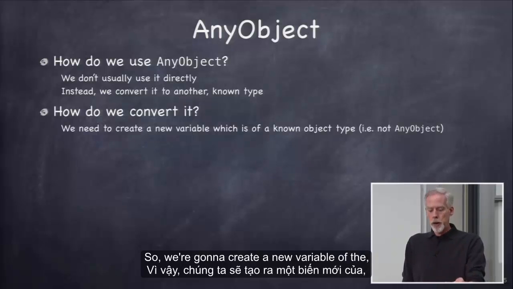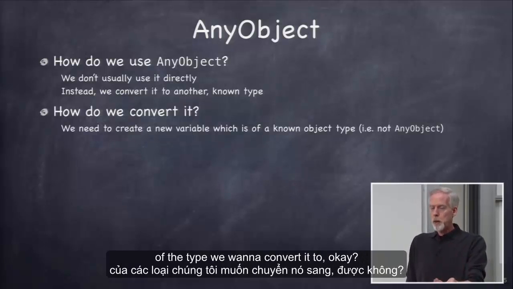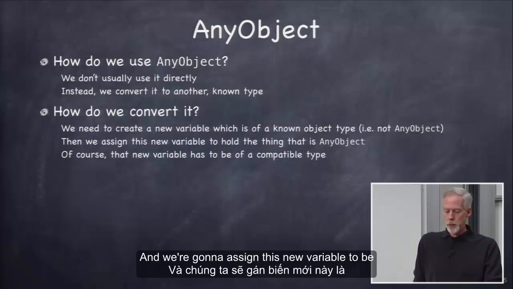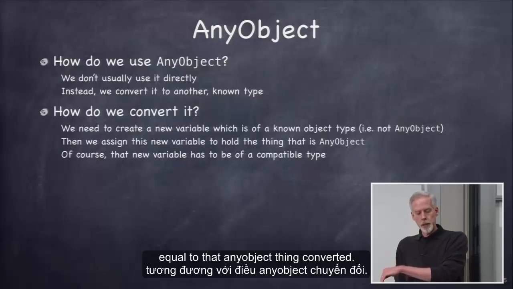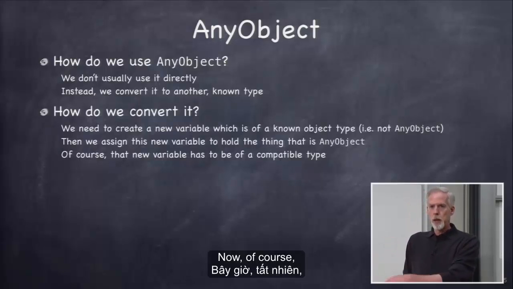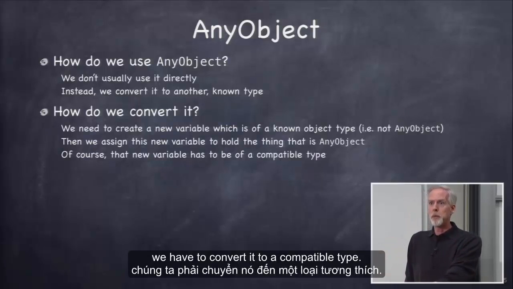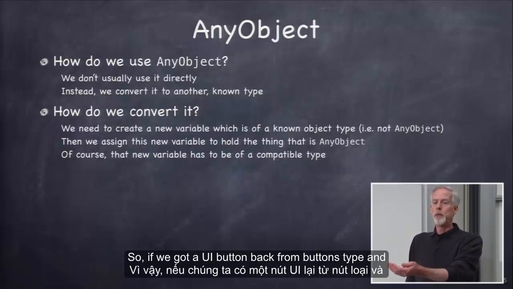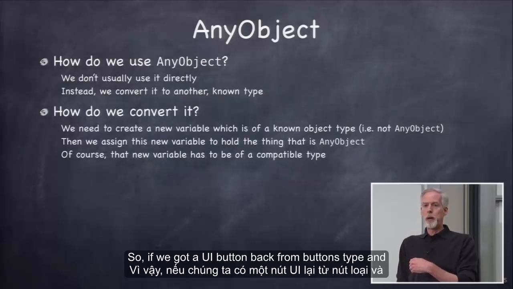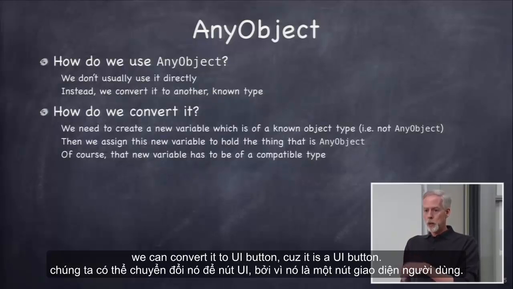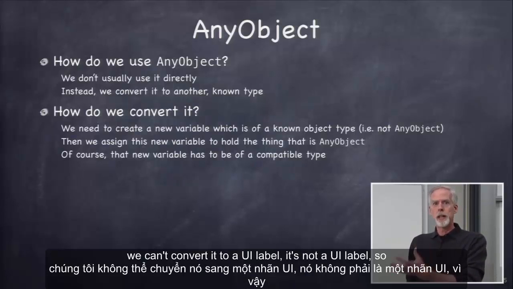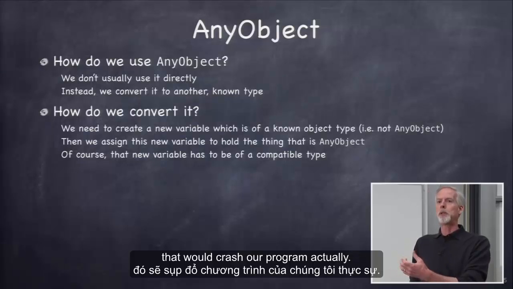So we're going to create a new variable of the type we want to convert it to. Okay, and we're going to assign this new variable to be equal to that any object thing converted. Now, of course, we have to convert it to a compatible type. It actually has to actually be one of those things. So if we got the UI button back from button type and it comes back as any object, we can convert it to UI button because it is a UI button. Okay, but we can't convert it to a UI label. It's not a UI label, so that would crash our program actually.